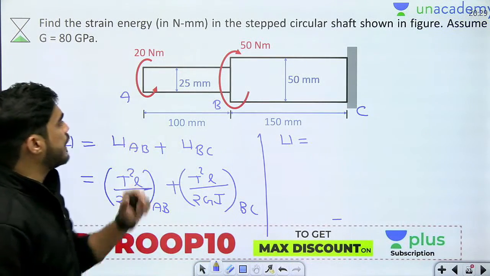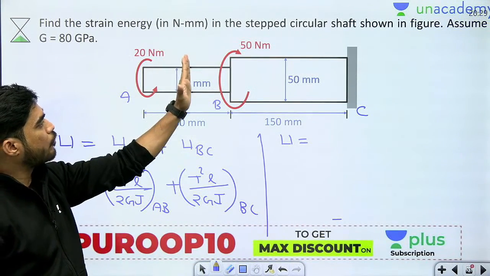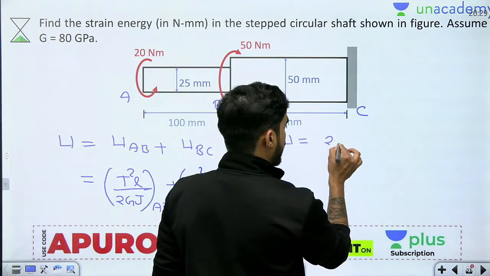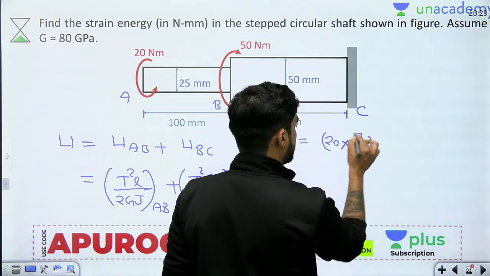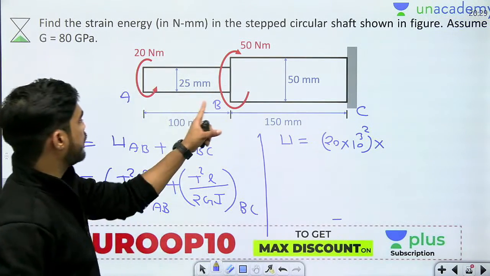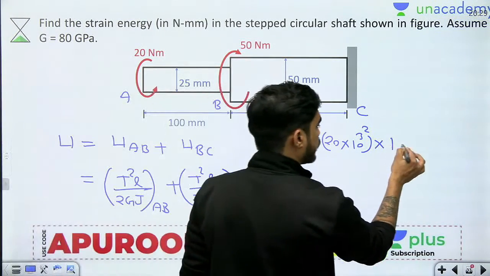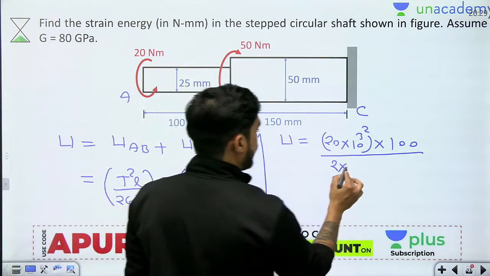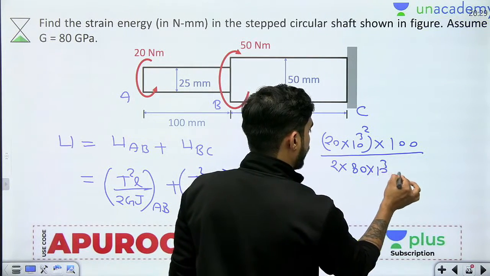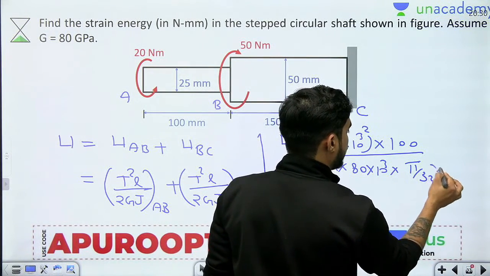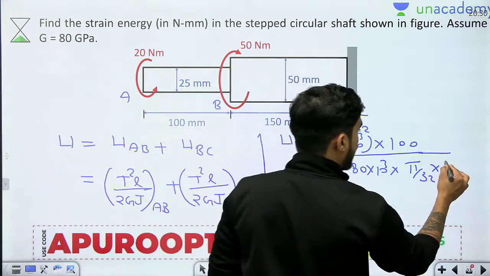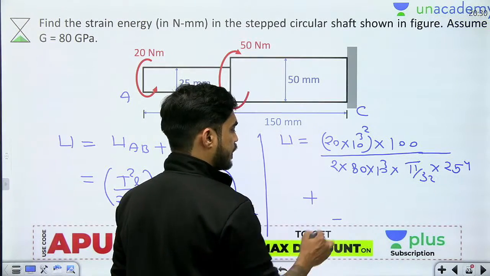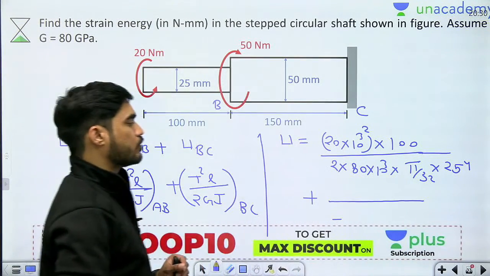So what will be the torque in AB? From the left, the torque will be 20 Newton meter. So this becomes 20 into 10 to the power 3 whole square. Length of AB will be 100, divided by G, which is 80 gigapascal, and J will be pi by 32 into 25 to the power 4. This is T square L by 2GJ of AB plus T square L by 2GJ of BC.